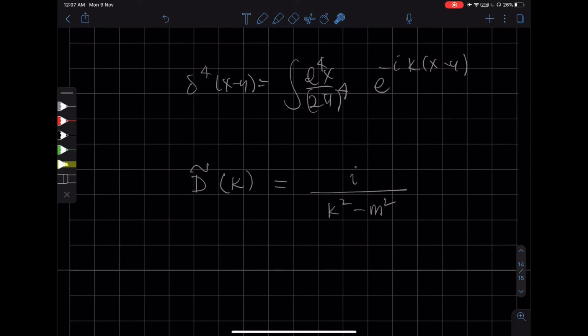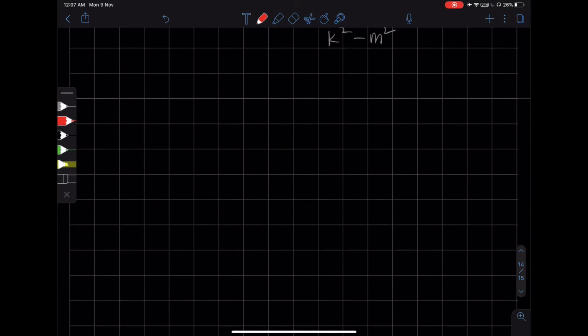So lastly, we come to a very important propagator. This is known as the Feynman propagator. And this plays a central role in quantum field theory, as we shall see in the coming weeks. So what is a Feynman propagator?